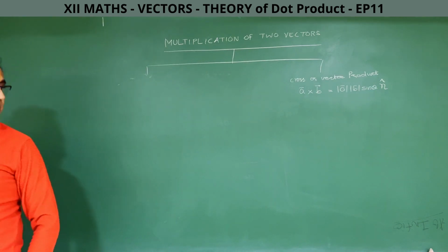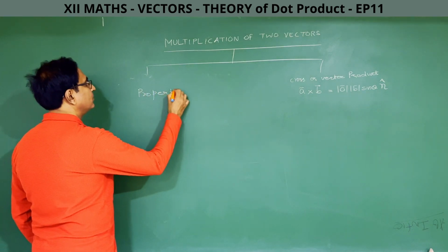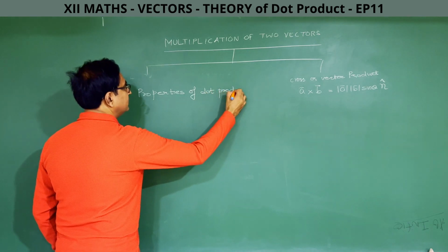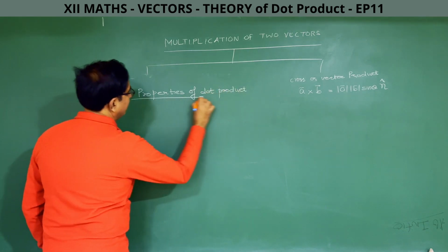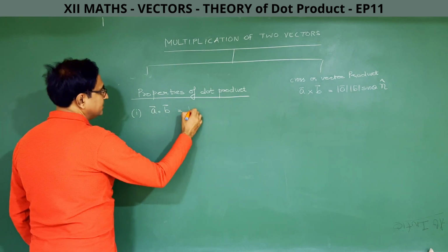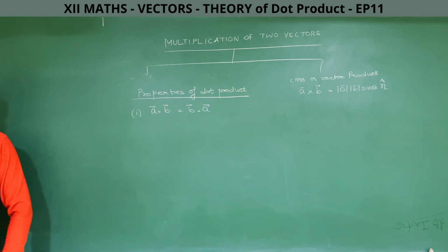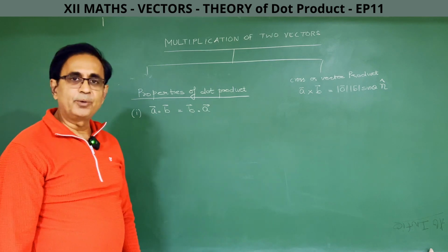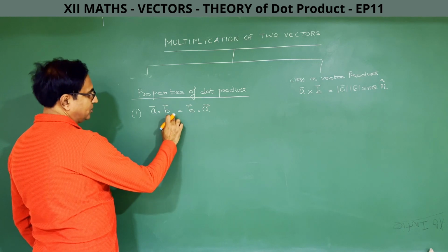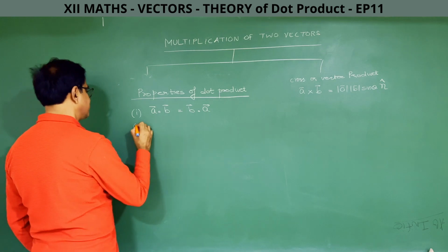Now properties of dot product. First property: A dot B is the same as B dot A. All right. So you can say dot product is commutative, because A dot B is magnitude of A, magnitude of B, cos of angle between them, and B dot A is magnitude of B into magnitude of A into cos of angle between them. That implies the same thing.